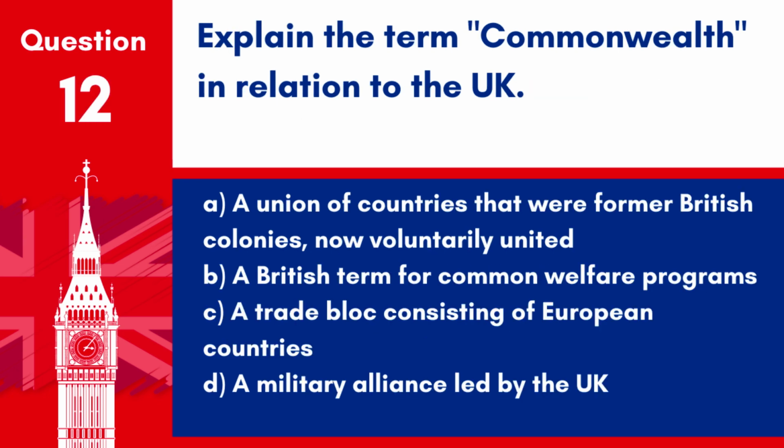Question 12. Explain the term Commonwealth in relation to the UK. A. A union of countries that were former British colonies, now voluntarily united. B. A British term for common welfare programs. C. A trade bloc consisting of European countries. D. A military alliance led by the UK.